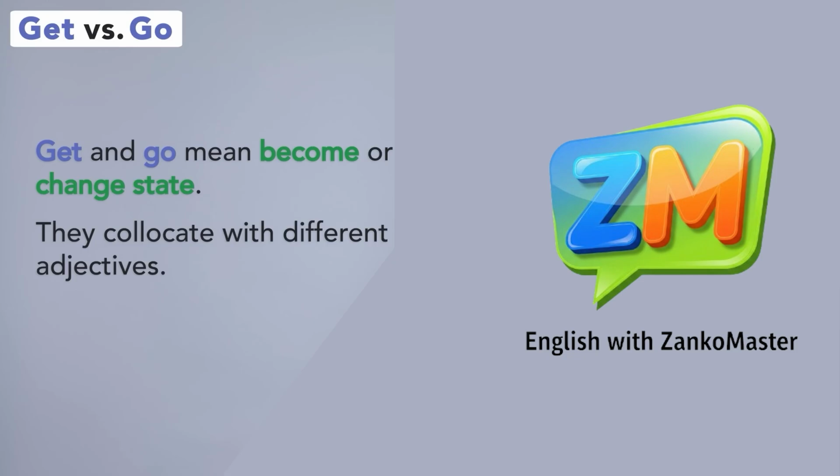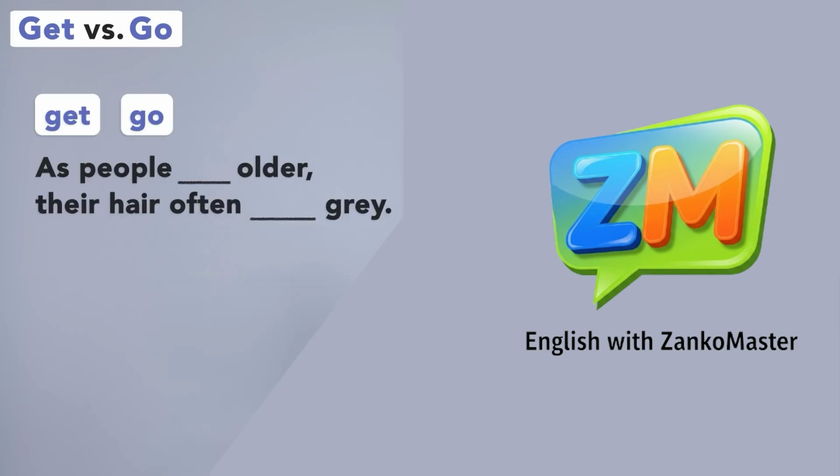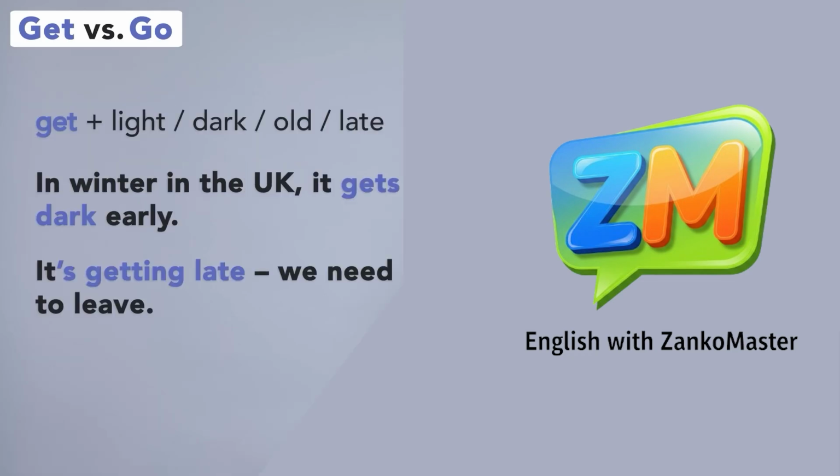Look at this sentence and choose get or go to complete the gaps. As people older, their hair often gray. What do you think? Well, the first gap is get older, and the second is goes gray. Let's look at each meaning in more detail. Now, we tend to use get with adjectives like light, dark, old, and late. For example, in winter in the UK, it gets dark early. It becomes dark early.